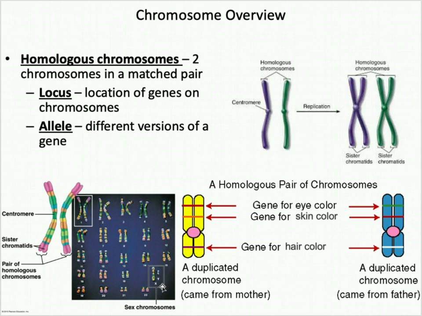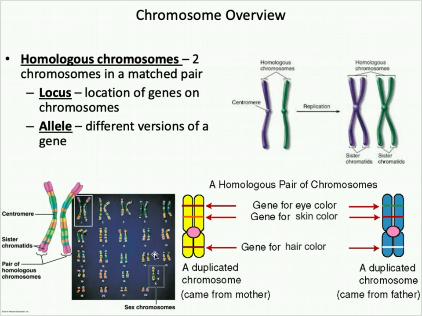But your sex chromosomes, so if you're female, you're XX. That's, no doubt, homologous chromosomes. They're exactly the same chromosomes. But if you're male and you're XY, well, these sex chromosomes may not be a matched pair or similar, but they function as a pair of homologous chromosomes. They function together.